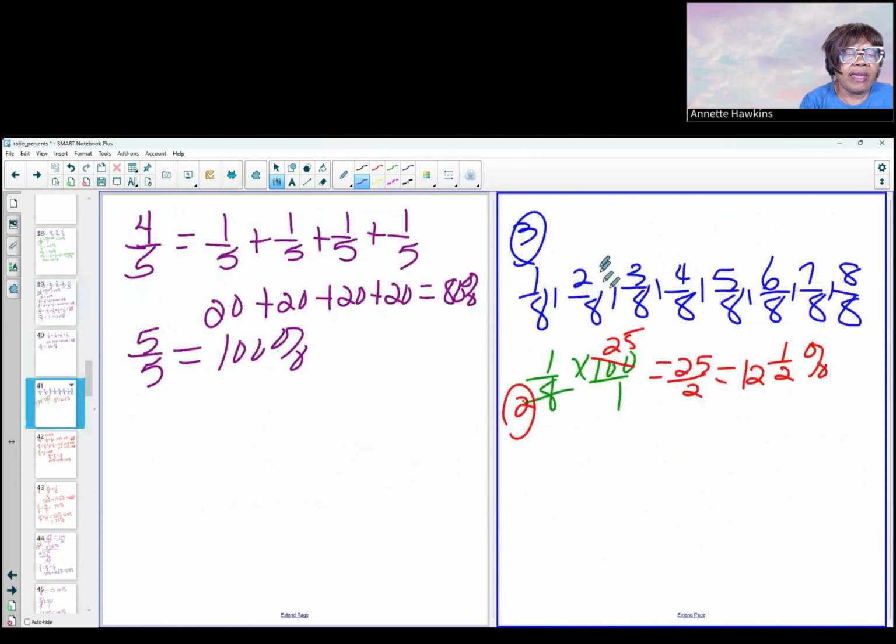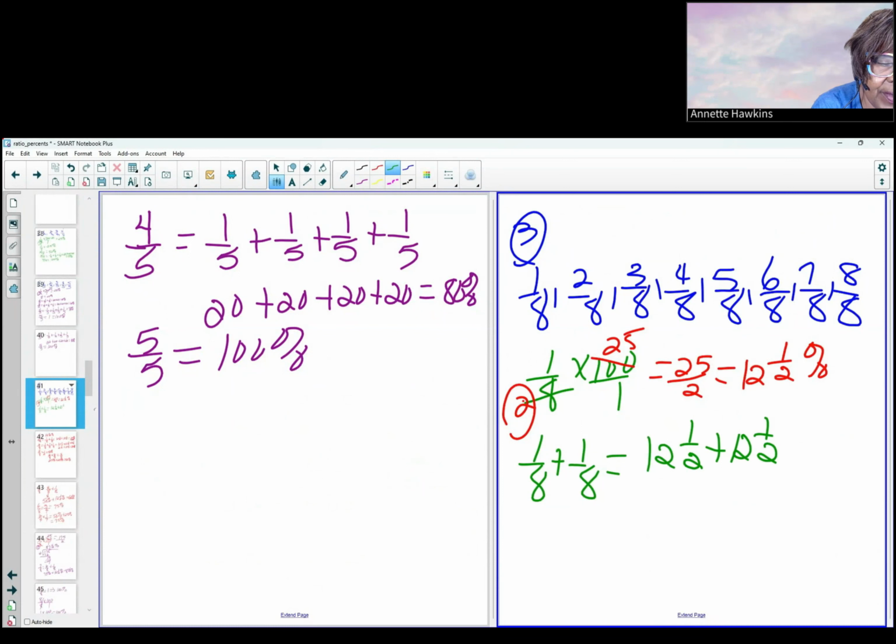All right, and then we have the 1/8 family. 1/8 is 12.5%. Okay, so you have 1/8 plus 1/8, 12.5 plus 12.5 is 25%. Now 1/8 plus 1/8 is going to be 2/8, which is 1/4. Okay, and you could continue this on 3/8, 4/8, 5/8, 6/8, 7/8, 8/8.